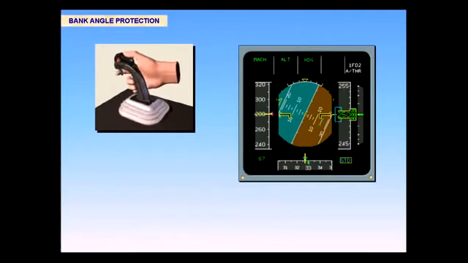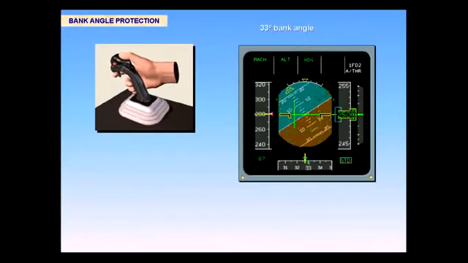If the side stick is released at any time when the bank angle exceeds 33 degrees, the aircraft will return to and maintain 33 degrees bank angle. The FD will be displayed again on the PFD when the angle of bank reduces to less than 45 degrees. Auto trim is inhibited above 33 degrees.